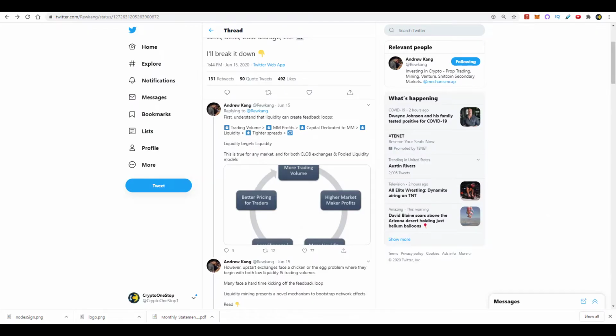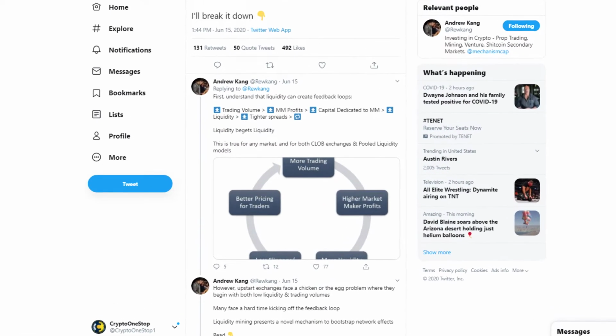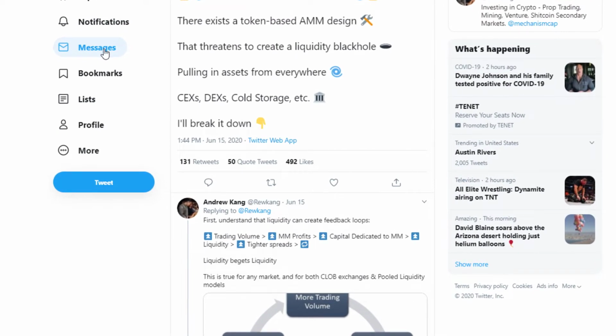Now, before I shift over to the next segment of the video, I wanted to quickly go over this liquidity black hole theory. I'm not sure who came up with it originally, but I'm going to go ahead and give credit to Andrew Kang. But based on this theory, Andrew Kang and myself believe that there's a good chance that AMMs like Bancor and Thorchain will pull liquidity from centralized exchanges, decentralized exchanges, and cold storage.